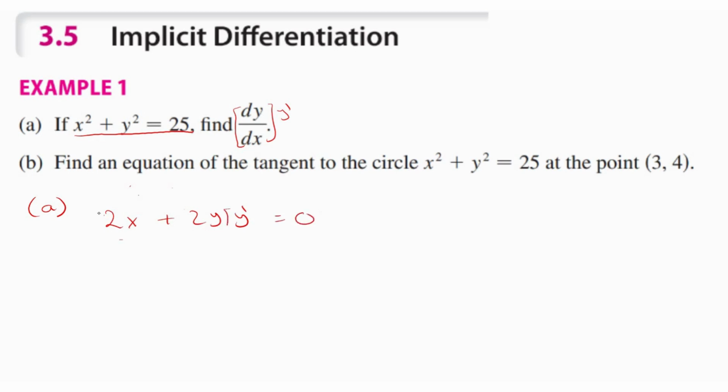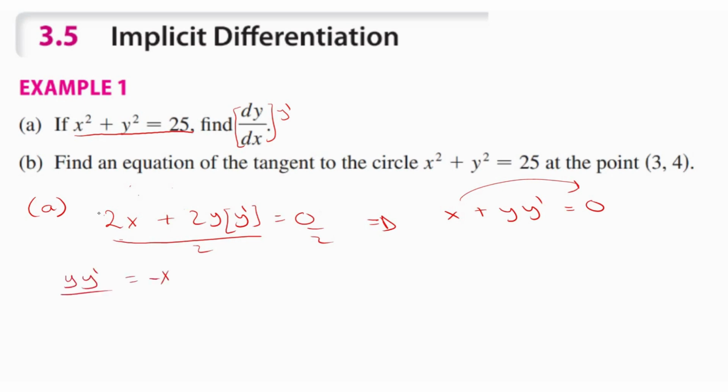Now we want to solve for y prime. Basically, if we divide both sides by 2, this is what we get: x plus y y prime is equal to 0. And if we take x to the other side, this will become y y prime equal to negative x. Now dividing both sides by y, so I can get y prime alone, this is what we will get. So y prime is equal to negative x over y.